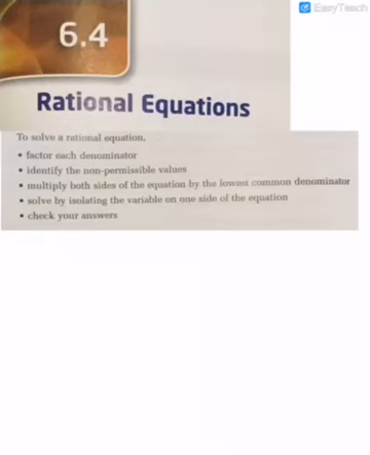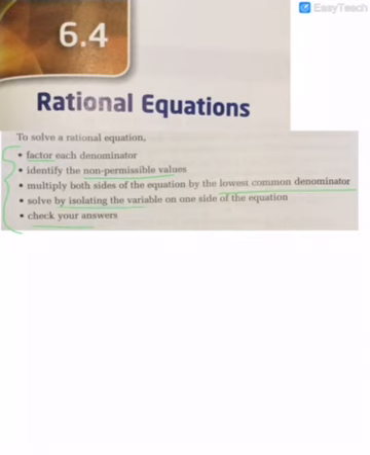Hi grade 11s, we are taking a look at 6.4, which is solving rational equations. And I've given you here the steps that you're going to use to solve these. Basically, first we factor, then we find non-permissible values. Then we're going to multiply out by the lowest common denominator, and that will get rid of the denominators. Then we'll just isolate the variable and check our answers.